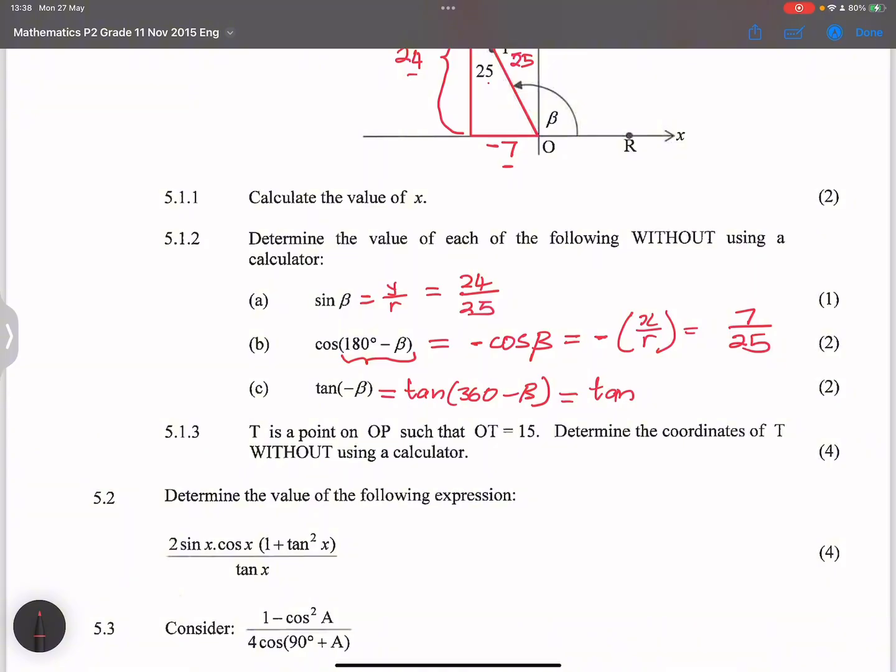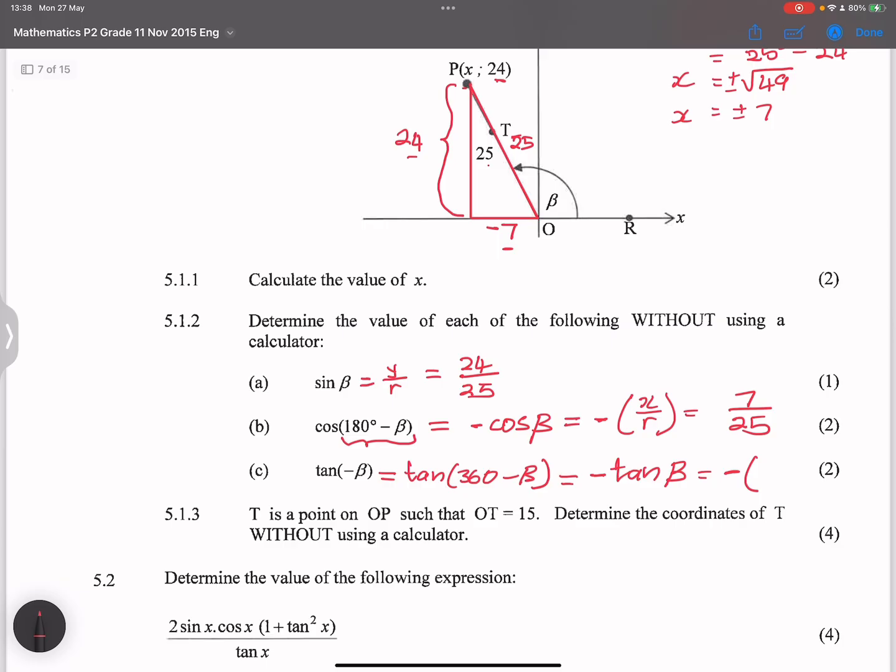So that's tan of 360 minus beta. That will give us, tan is negative in the fourth quadrant. That's negative tan of beta. So that's minus. Now note in this case, what is tan? That's y over x. So y is 24, x is negative 7. So that would be minus 24 over negative 7, just to be technical, right? Remember again, negative times a negative is a positive. So we end up with an answer of 24 over 7. That is our final answer.